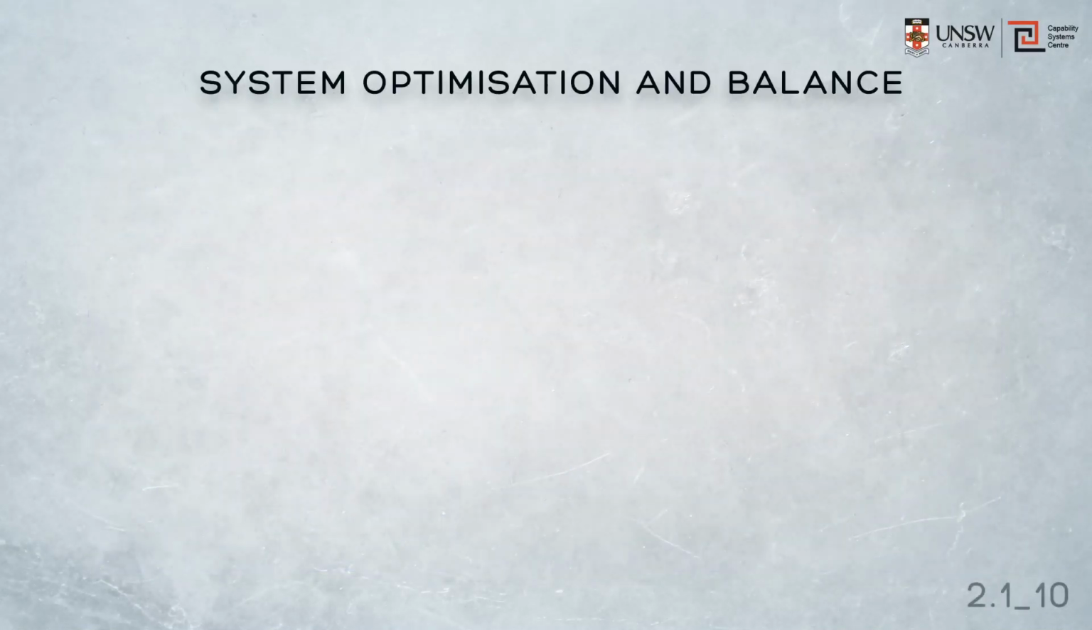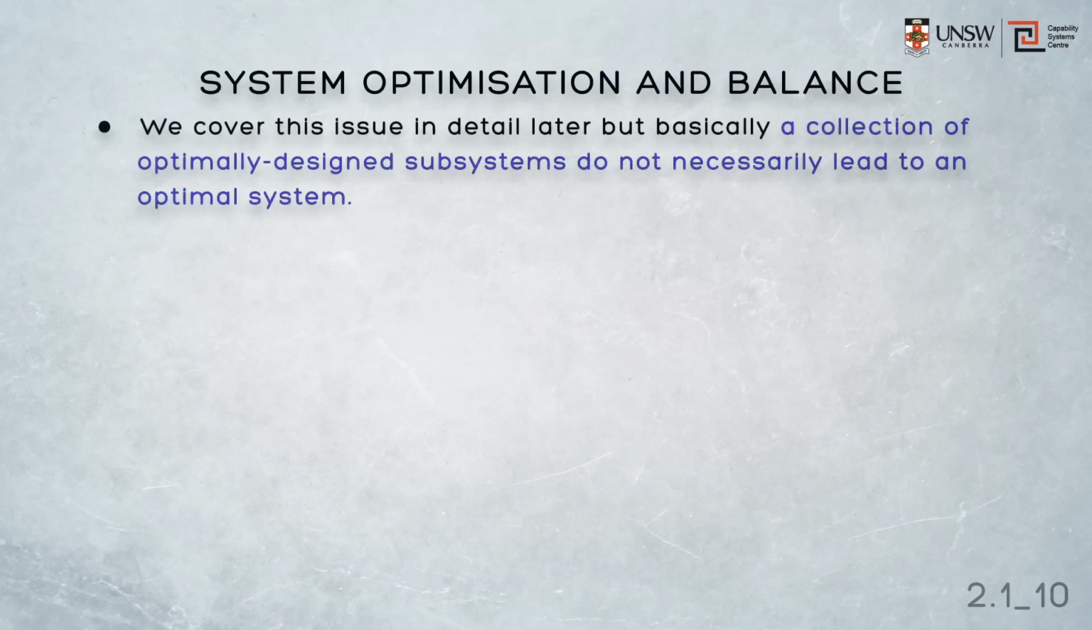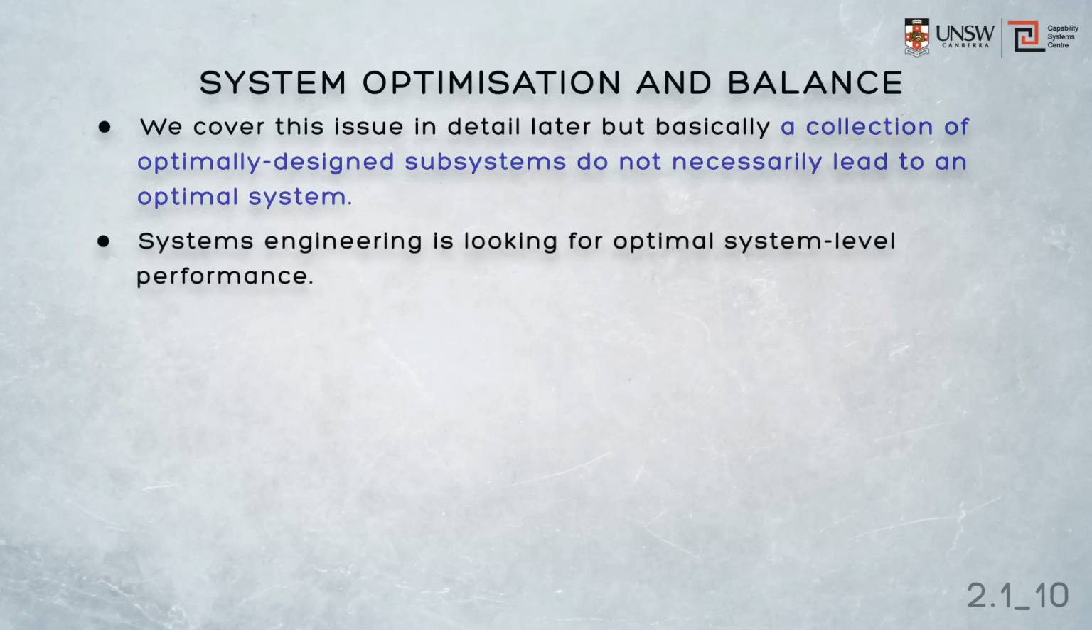We also mentioned that a focus of system engineering is system optimization and balance. As we discussed in a later module, it doesn't necessarily follow that the combination of optimized subsystems leads to an optimized system. It's not normally useful, therefore, to allow the designers of subsystems to optimize their part of the system in isolation of the system-level considerations.